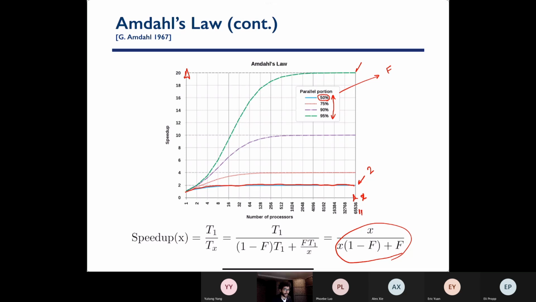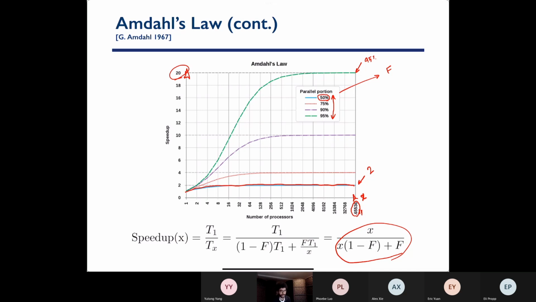Now, this green curve all the way here is when you have 95% parallelizable. So if 95% of your application is parallelizable, this should be really good, right? This is super good if you have an application that 95% of the jobs are parallelizable. Then, as you can see, with 65,000 CPUs, you can expect 20 times extra CPU.